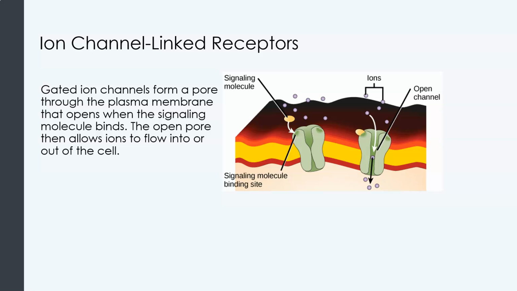Now, what we're looking at here is an ion channel linked receptor. The signaling molecule binds to the receptor and the channel protein opens. So we call these gated ion channels. The signaling molecule binds to the binding site on the channel. You can see here that the gate is closed. When that signaling molecule binds, the channel opens and certain ions are allowed to pass through that channel by diffusion.